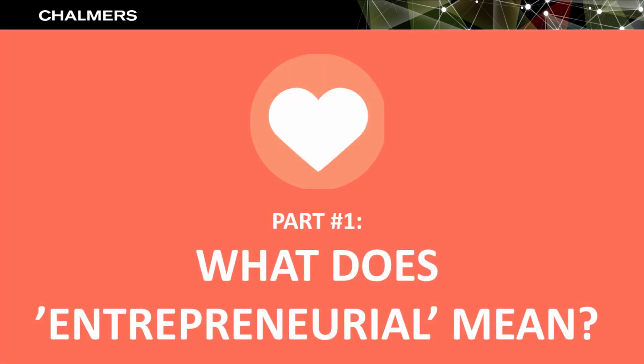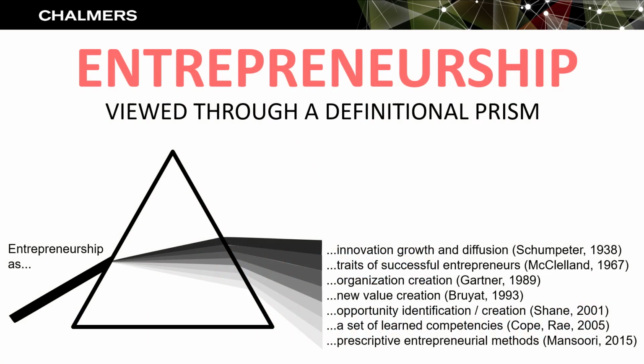So, what does entrepreneurial mean? Here is entrepreneurship viewed through a definitional prism. So entrepreneurship can take many different perspectives. And we can talk about innovation, growth and diffusion, like Schumpeter did back in 1938. We can talk about entrepreneurship from the perspective of successful entrepreneurs.